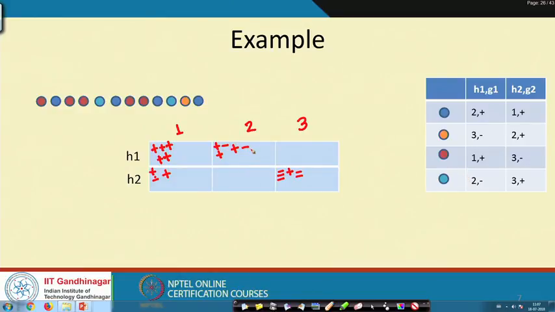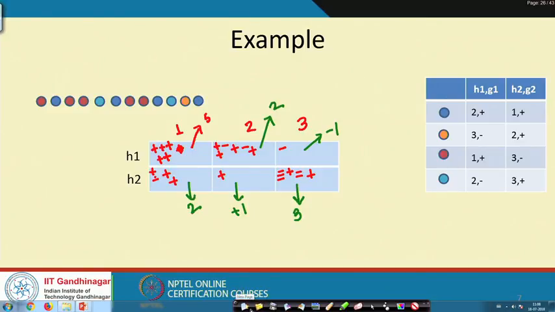Turquoise goes to 2 with minus, goes to 3 with plus. Yellow goes to 3 with minus, goes to 2 with plus. Blue goes to 2 with plus, goes to 1 with plus. Blue goes to 2 with plus, blue goes to 1 with plus. Okay. So, therefore, in cell 1 the total count is 5. Here the total count is 1, 2, 3, 4 minus 2, so 2. Here the total count is 1, 2, 3, 5 minus 2, so 3. Here the total count is minus 1. Here the total count is plus 1. Here the total count is 3 minus 1, so 2. Okay. So, that is how the data structure is going to look.